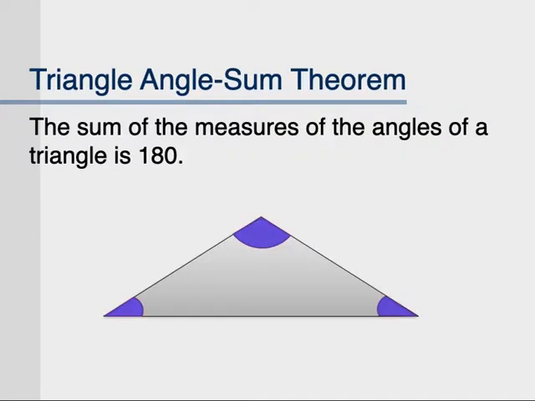Next one. Triangle angle sum theorem. This is actually one of the most useful theorems you learn the whole semester. You use this a ton for the rest of the year. The triangle angle sum theorem says that the sum of the measures of the angles of a triangle is 180 degrees, always, no matter what type of triangle it is.